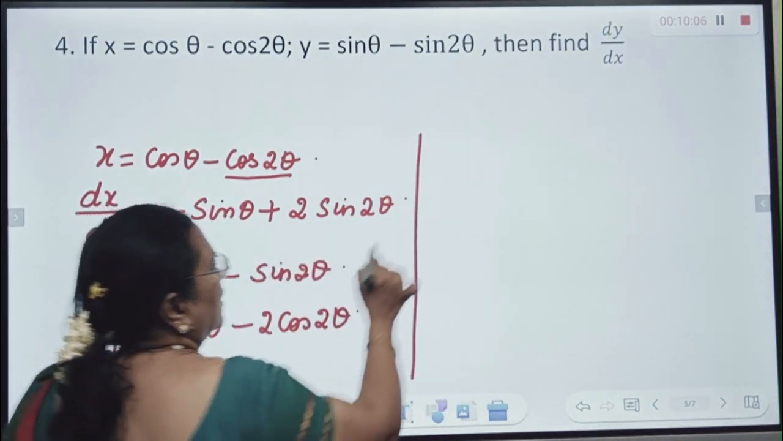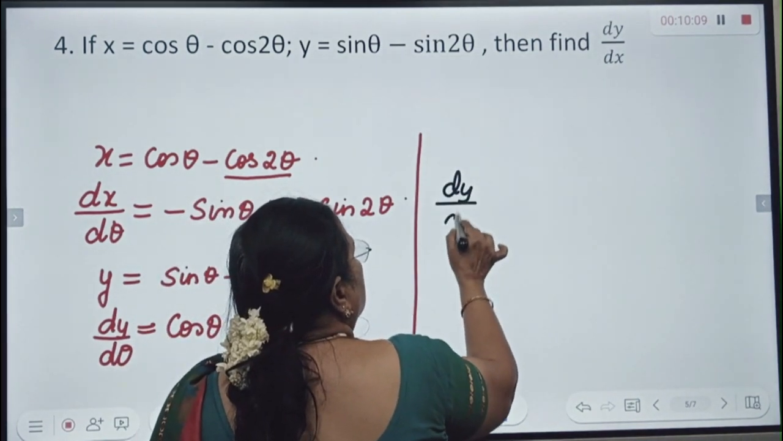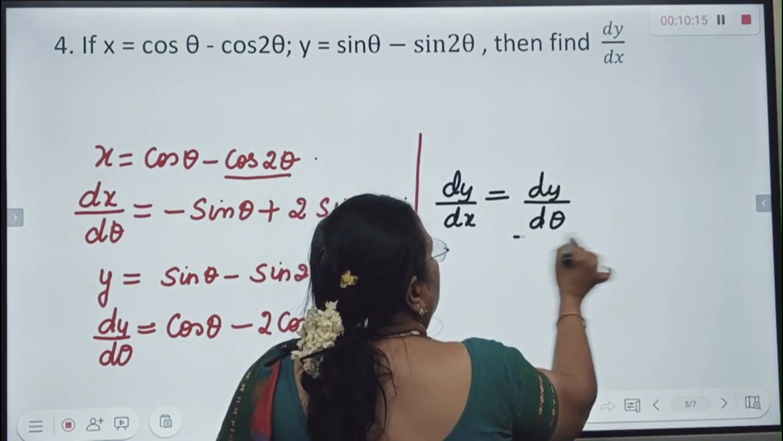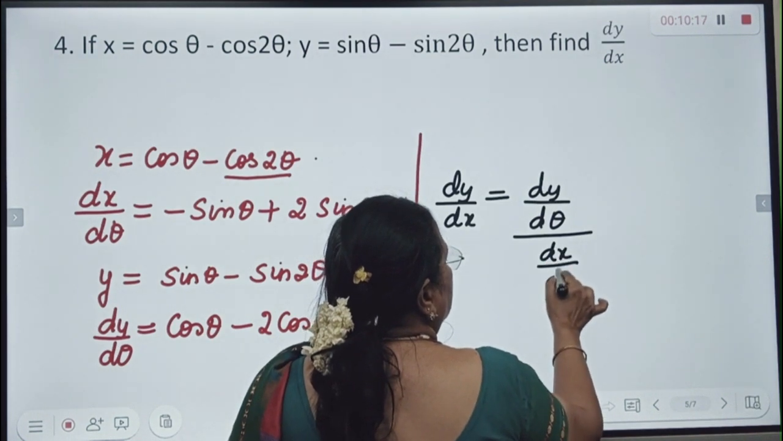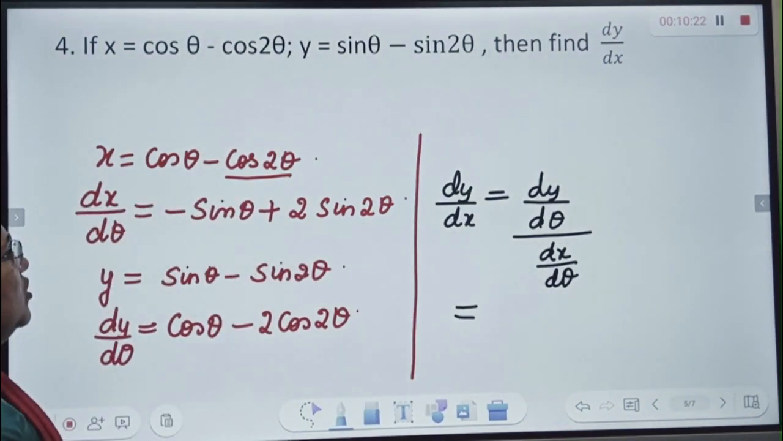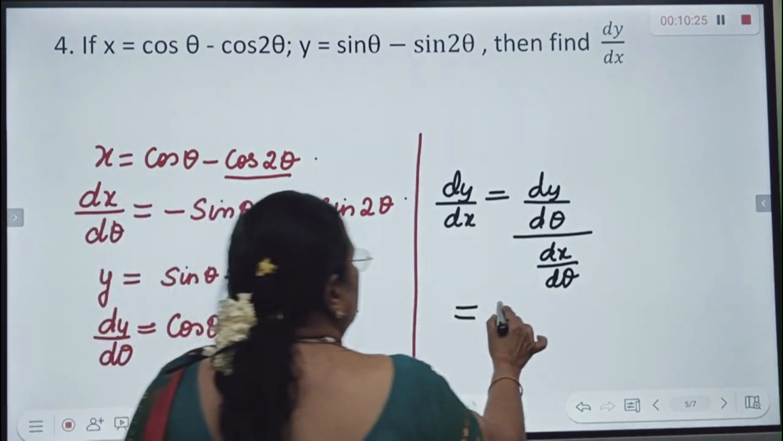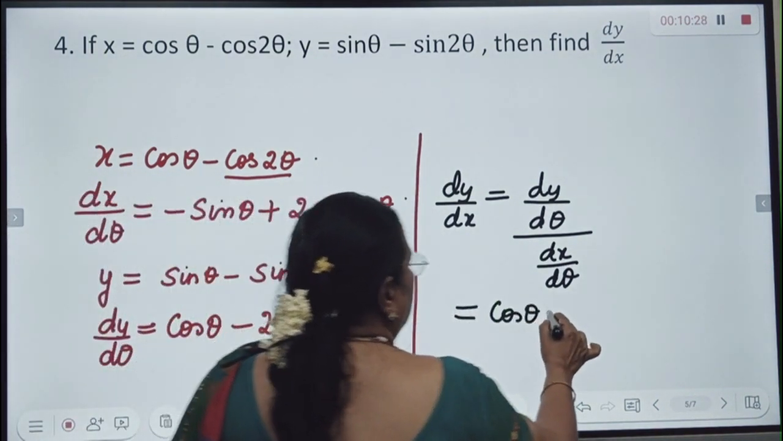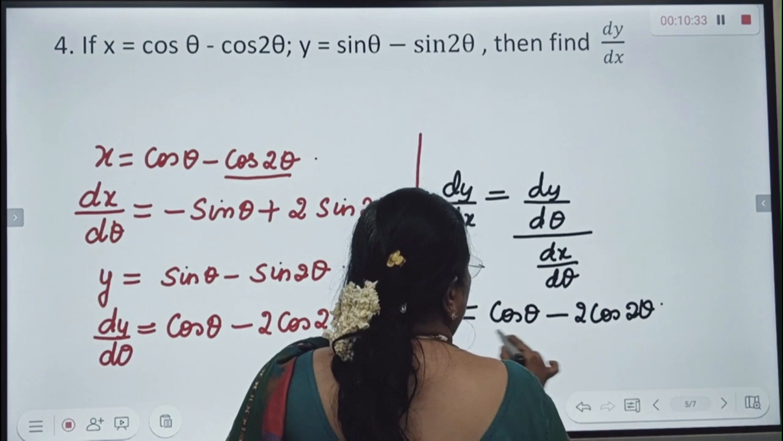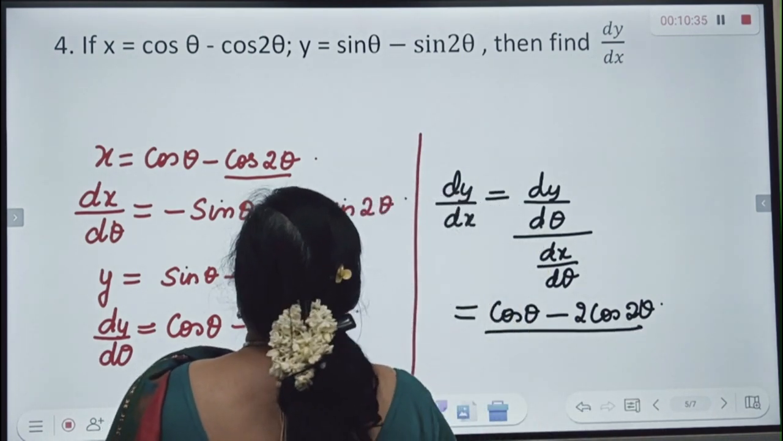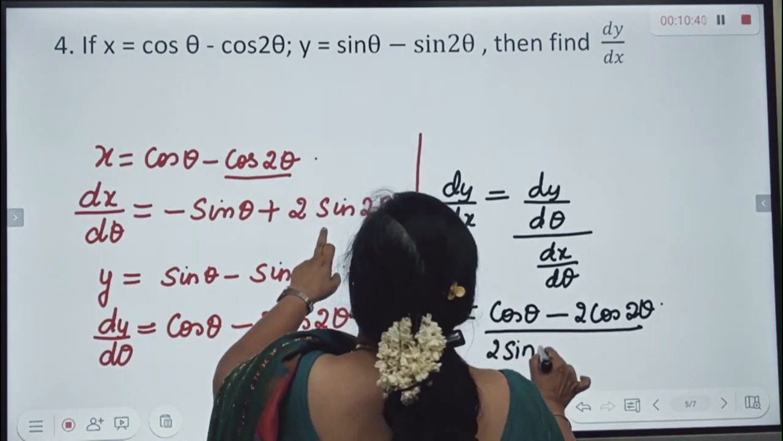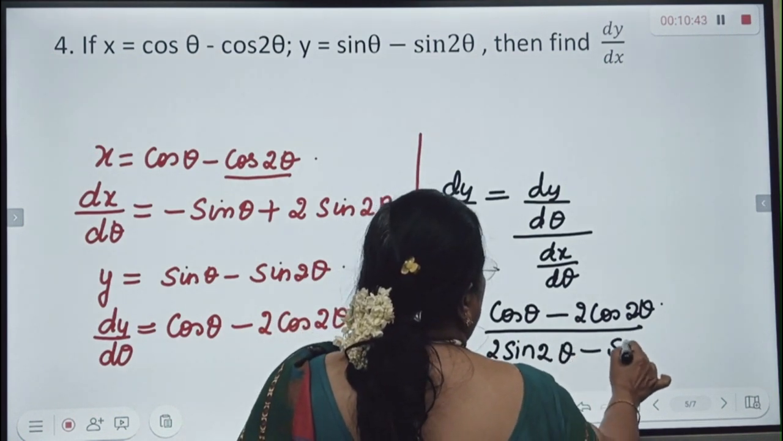Now dy by dx is dy by d theta divided by dx by d theta, which is, what is dy by d theta? Cos theta minus 2 cos 2 theta, divided by 2 sin 2 theta minus sin theta.